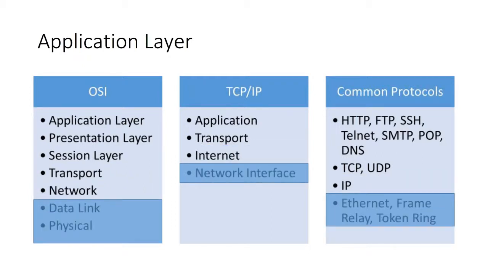The network interface, or the link layer of the TCP/IP model, we can see from here that it also relates to the data link layer and the physical layer of the OSI model. And then if we look at common protocols, we see Ethernet, frame relay, and token ring. So we know that these protocols underneath common protocols all relate to the network interface layer or link layer, and also the data link layer and the physical layer of the OSI model.